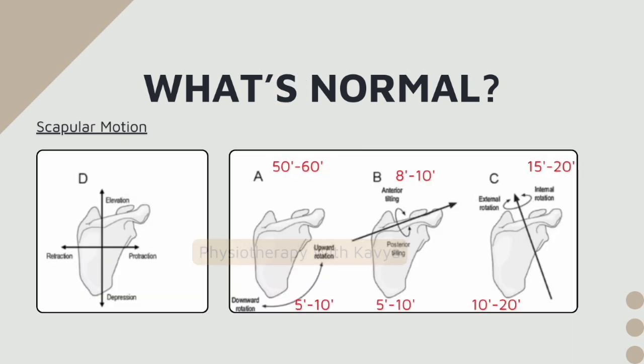Then comes scapular motion. On the left side, you'll see the motions produced by scapula. On the right side are the motions available for scapula as a part of the larger shoulder complex. So there's scapular elevation, protraction, retraction, depression. Other than that, it can have upward rotation, downward rotation, anterior tilting, posterior tilting, internal rotation, and external rotation. And the normal ranges are displayed.